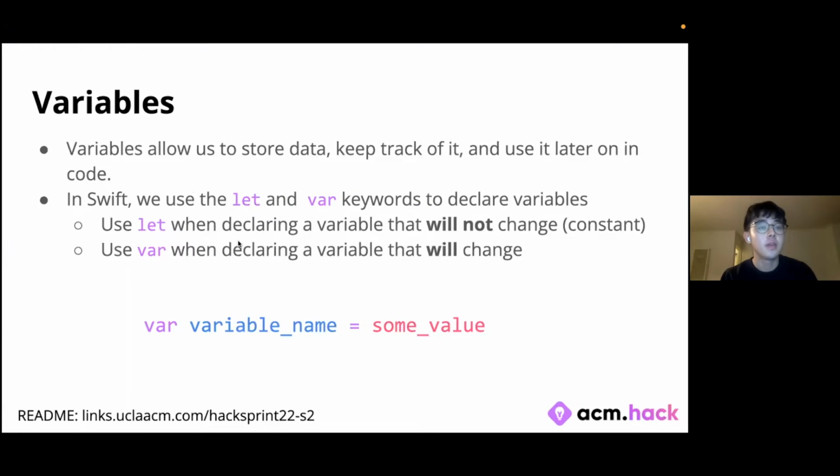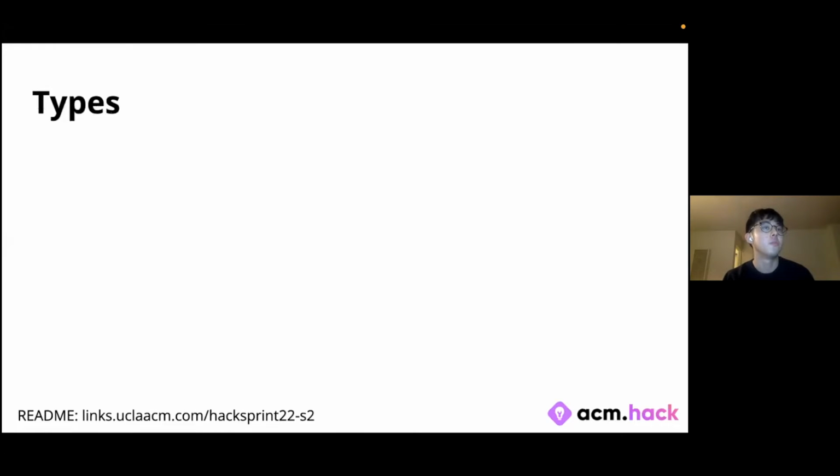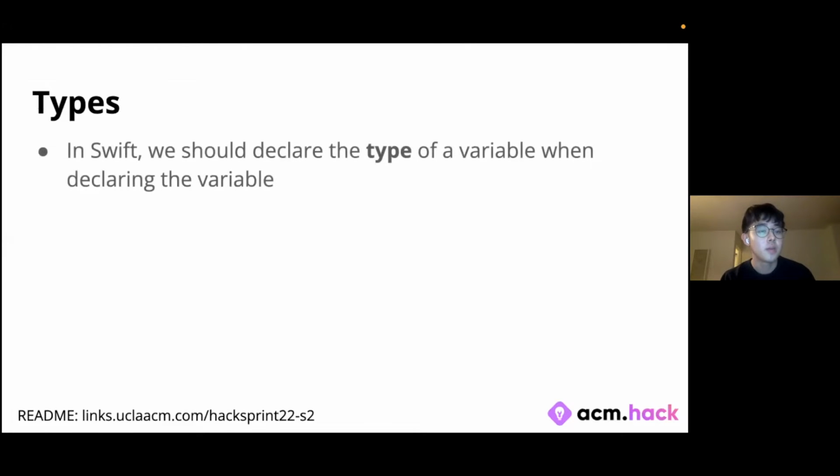Okay, so what Angela just said is very correct. Usually this is not actually how we declare variables in Swift, and that is because we didn't specify the type. So what are types? Types are what we use to classify different kinds of data.